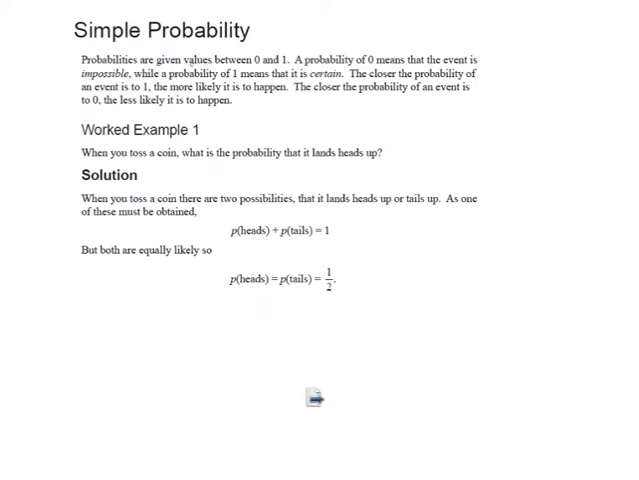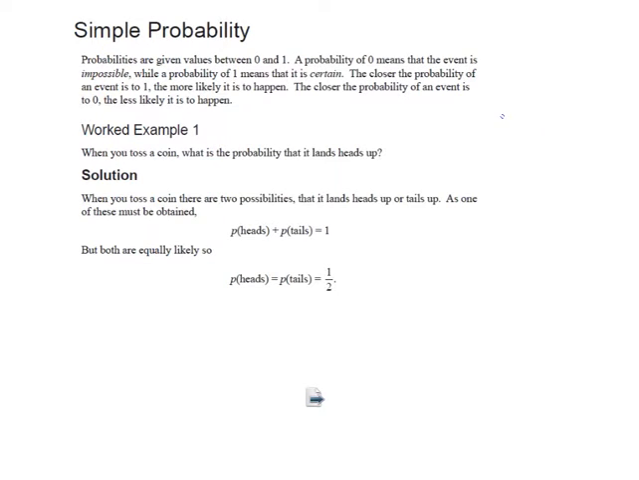Probabilities are given values between 0 and 1. We should know that. The chance of something happening ranges from 0, which means impossible, to 1, which means certain. If we say that something has a probability of happening equal to 0, it means that it is impossible. And if we say that something has a probability of happening equal to 1, it means it is certain. And anything in between can happen, but the closer we get to 1, the closer we are to certain, and the closer we get to 0, the closer we are to being impossible.